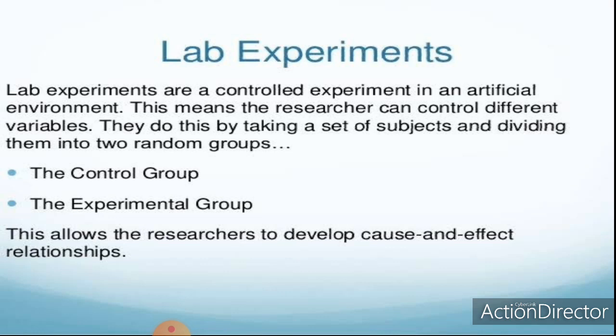For conducting this experiment, the researcher divides the total sample into 2 groups: the control group and the experimental group. By doing this type of experiment, the researcher can find out the cause and effect relationship between variables. So, these are all about lab experiments.